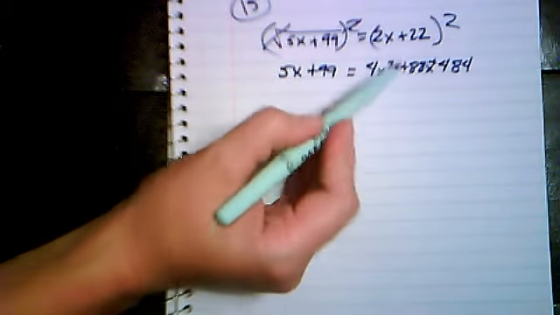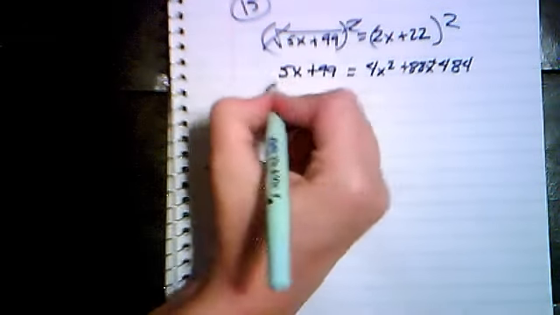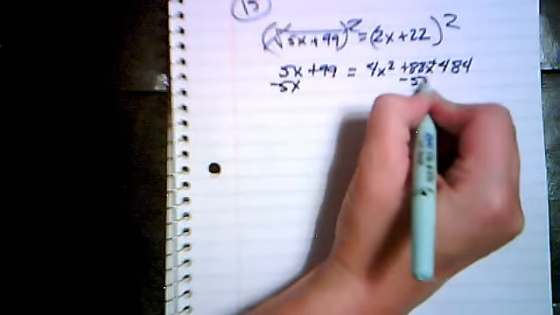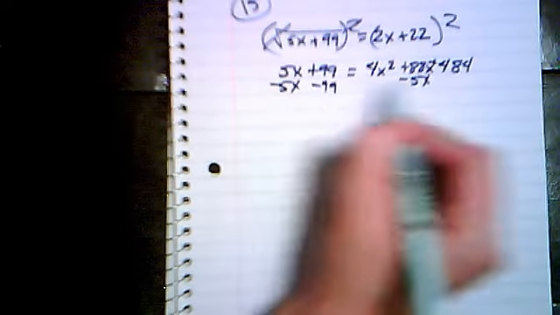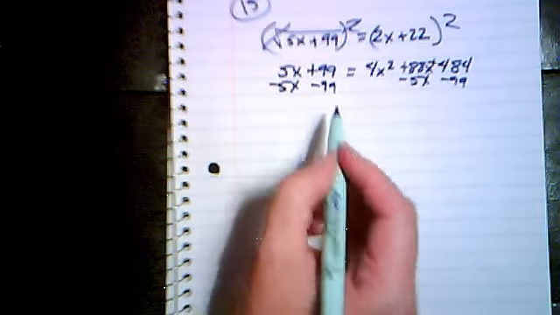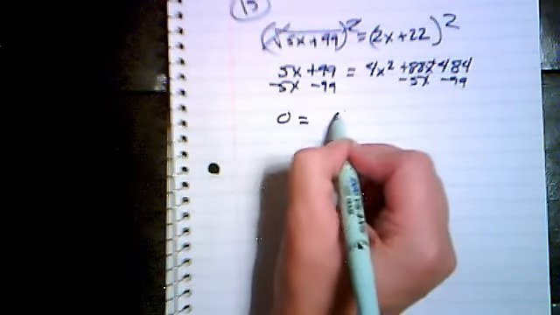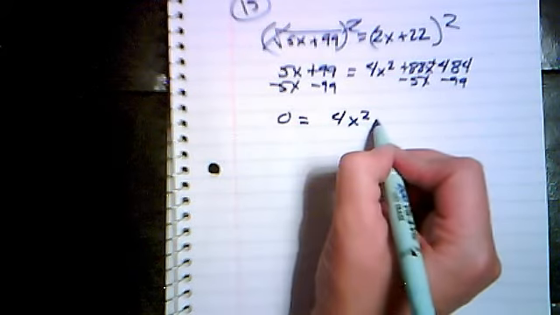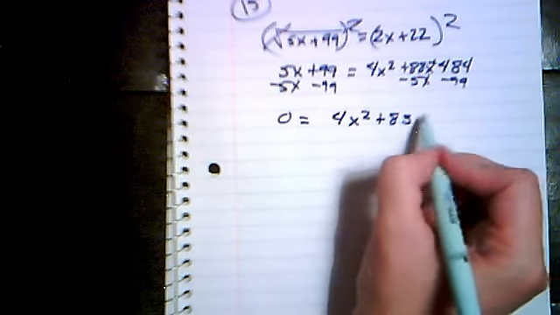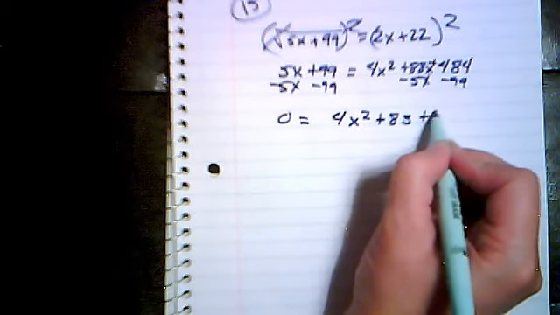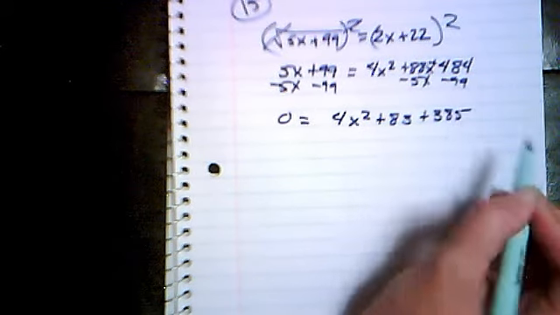Now this thing's quadratic. You can see right here I have an x squared term, which means it's quadratic. That tells us that we need to set it equal to 0. Now my quadratic will have a positive coefficient on the right hand side, so let's move everything over to the right hand side. I'm going to subtract 5x from my other linear term, and I'm going to subtract 99 from my constant term. So 0 is equal to 4x squared plus 83x, and then plus 385.